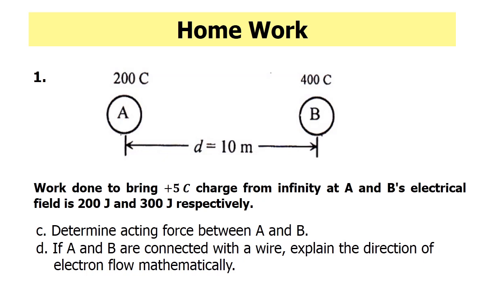Now your homework, you can see there are creative questions. You have to answer only C and D. In that first question there are two charges A and B. First charge is 200 coulomb, second charge is 400 coulomb, and the distance between two charges is given 10 meter, and work done to bring 5 coulomb charge from infinity to A and B's electric field is 200 joule and 300 joule respectively. This math is similar to the creative question number 4. I hope you can solve the math.